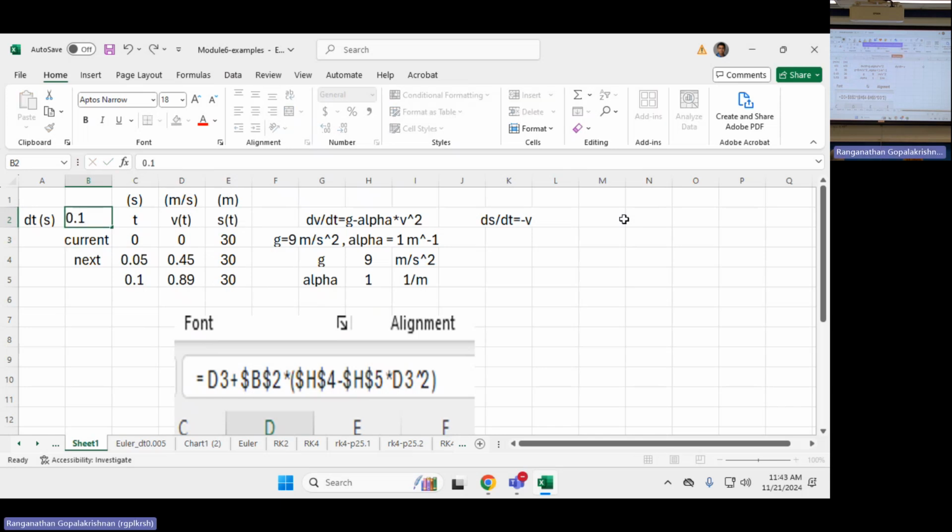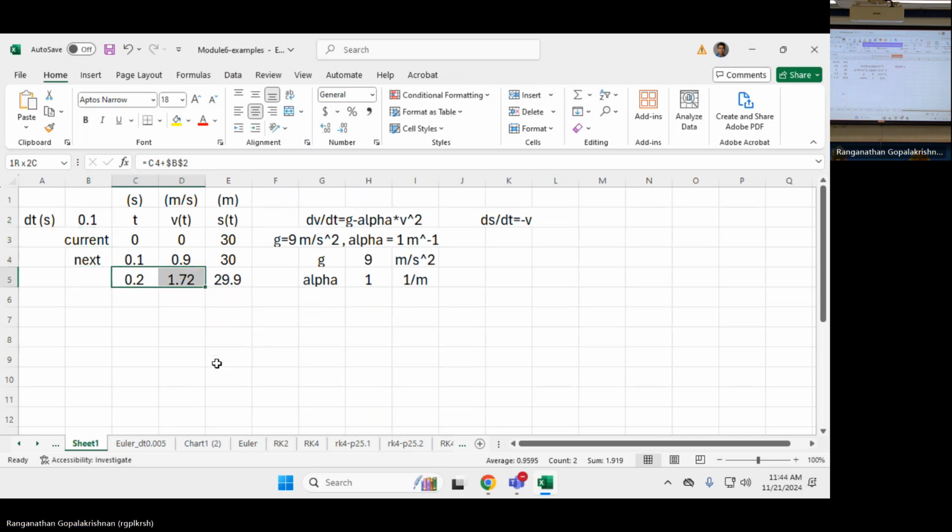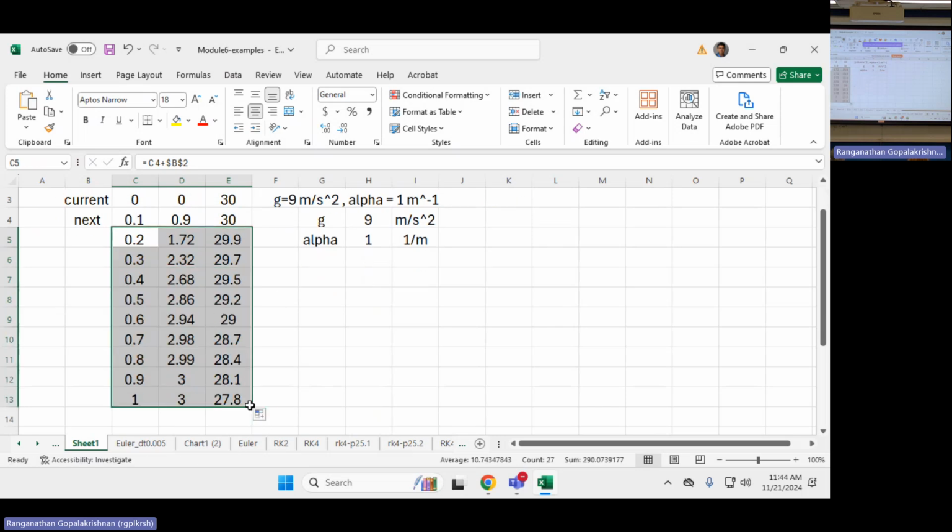All right. So let's use a time step of 0.1 seconds. I'm using a very small time step. The reason we got that absurd value, I'll come to it. But if I use a time step of 0.1, my speed is increasing from 0 to 0.9 to 1.72, and my height is decreasing from 30 to 29.9 and so on. So what you should do next is, if you have this automated with the dollar signs, you just have to drag this and simulate later times.